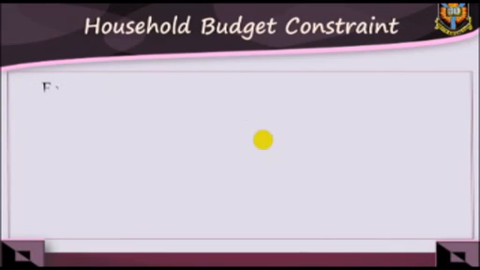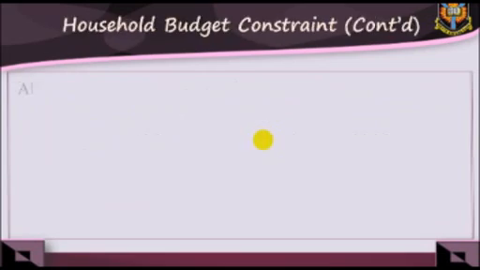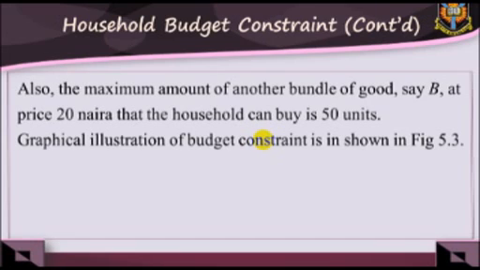For instance, if the household income is 1,000 naira and the price of the bundle of goods, say A, is 10 naira, then it means that the maximum amount of the good that can be bought at that level of income is 100 units. Also, the maximum amount of another bundle of good, say B, at price 20 naira, that the household can buy is 50 units. Graphical illustration of budget constraint is shown in figure 5.3.